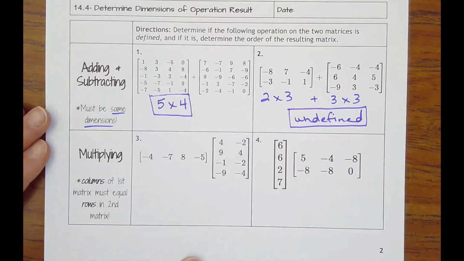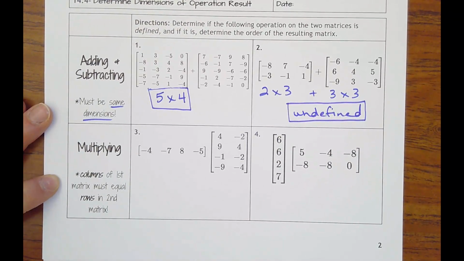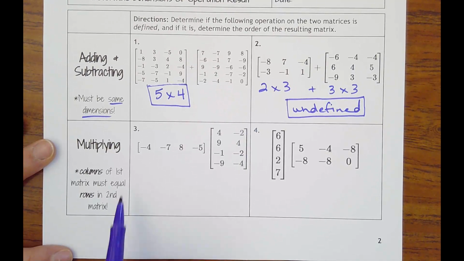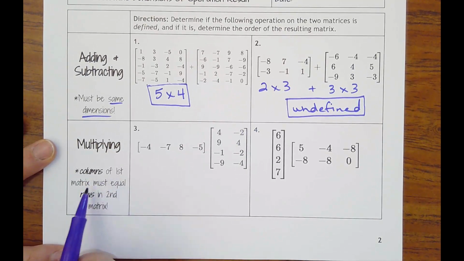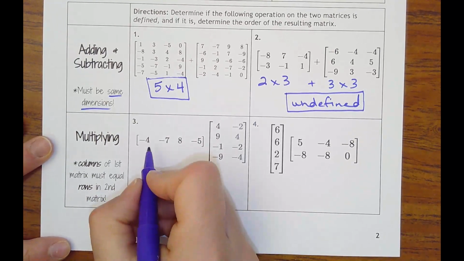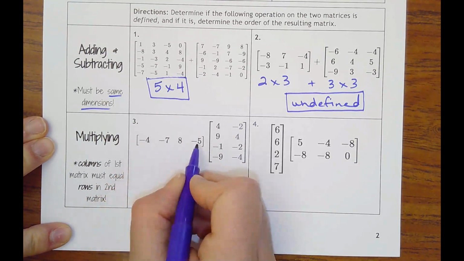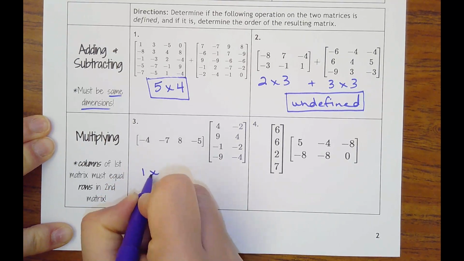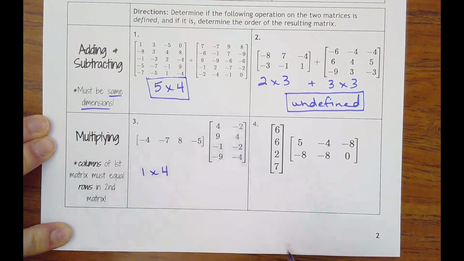All right, multiplying is a little different. You don't have to have them exactly the same, but what you do need is that the columns of the first matrix must equal the rows in the second matrix. Here's what I do. I go ahead and write out my dimensions. This has 1 row and 4 columns.